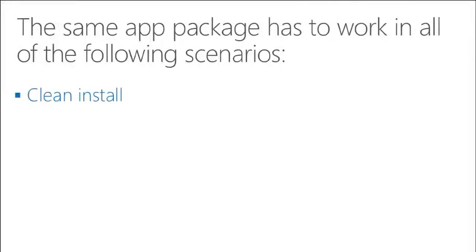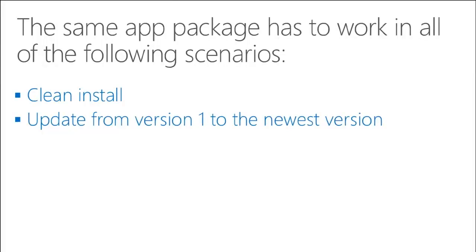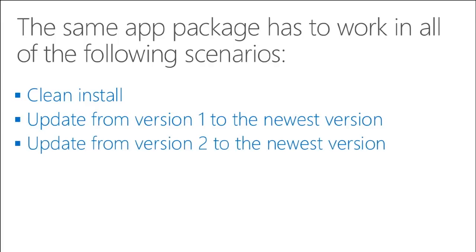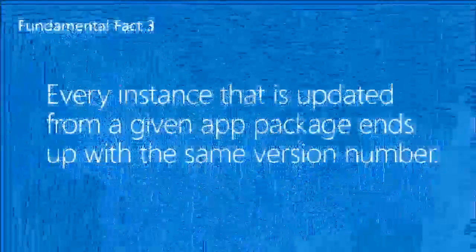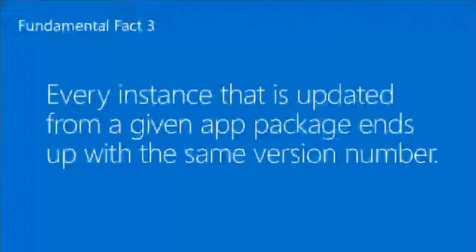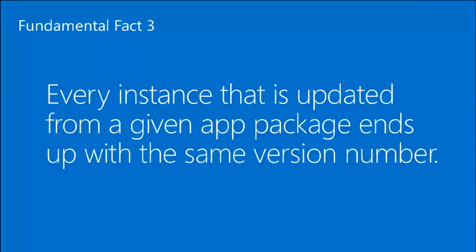So that means the same app package has to work in all of the following scenarios. On a brand new clean install, on an update from version 1 to the newest version, an update from version 2 to the newest version, an update from version 3, and so on, for every previous version. Your update logic and markup has to take into account each of those possibilities. Fundamental fact number 3, every instance that is updated from a given app package ends up with the same version number. That's the version number that's in the app manifest of that app package.